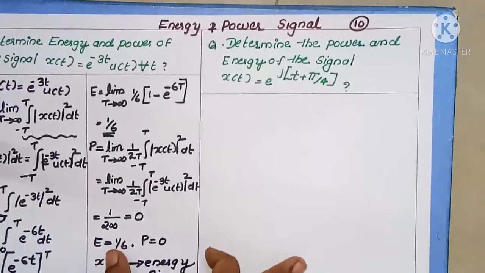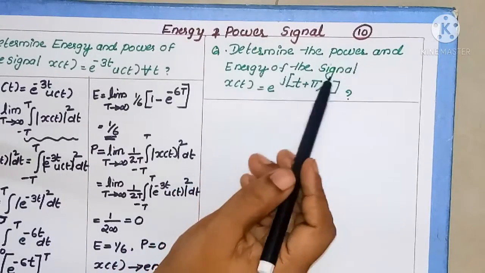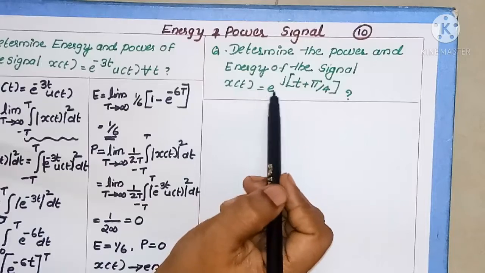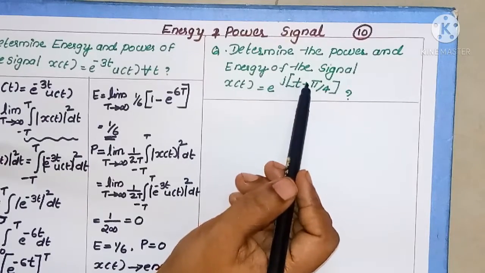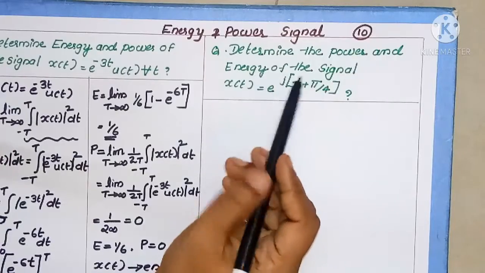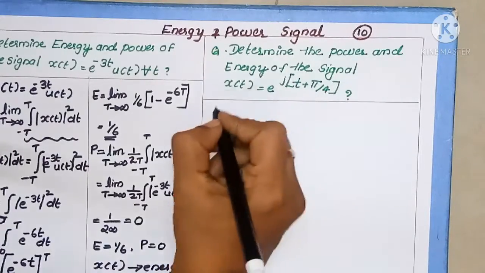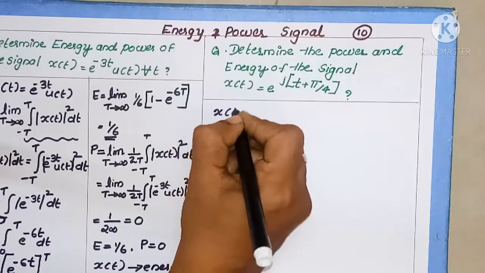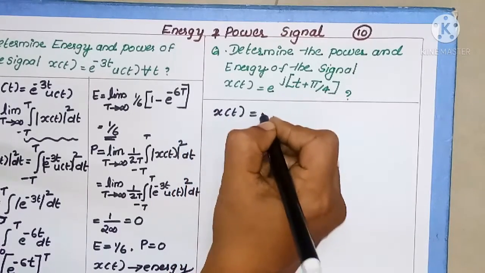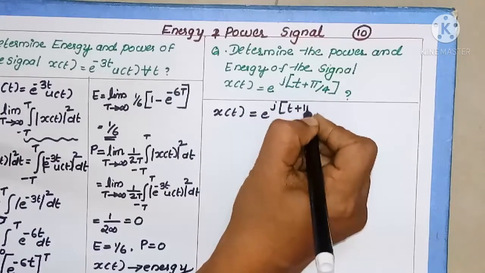Next question. Determine the power and energy of the signal x of t equal to e raised to j into t plus pi by 4. Here also we need to find the power and energy of the given signal. So first we write the given signal: x of t is equal to e raised to j into t plus pi by 4.